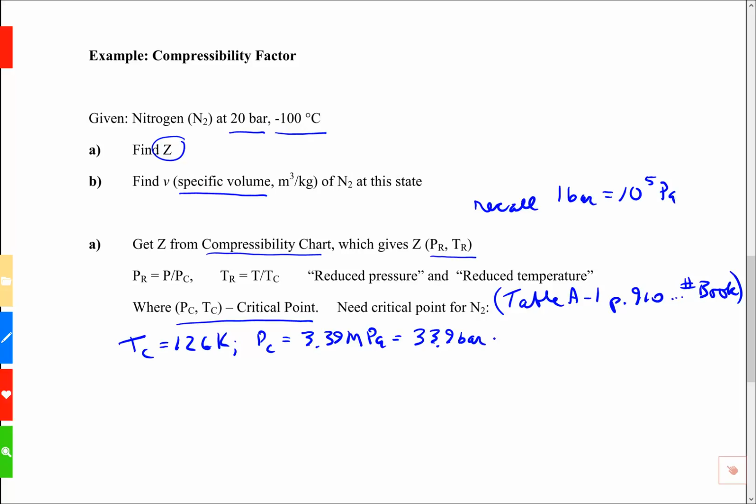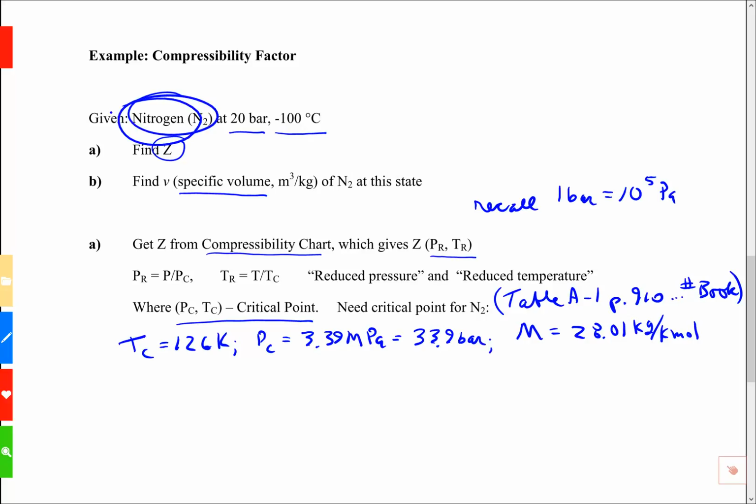One other piece of data I'm going to need later, that was on that table, is the molecular weight. Molecular weight is 28.01 kilograms per kilomole. That's for nitrogen.